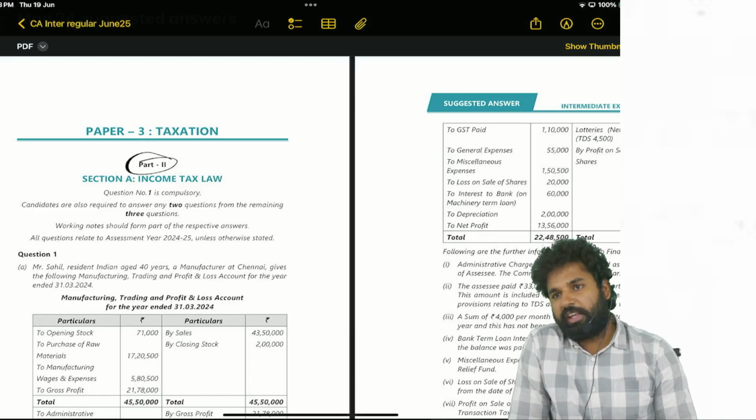In suggested answers they are giving it now, which was not there earlier. After the examination, the MCQ part and the MCQ question paper also they are giving now. Previously it was not like that. Okay.